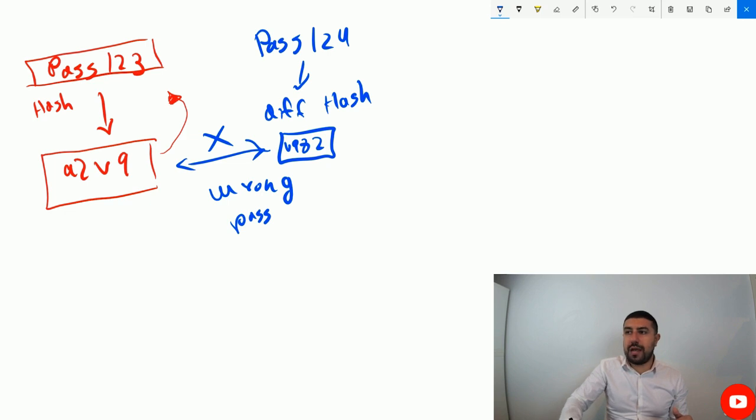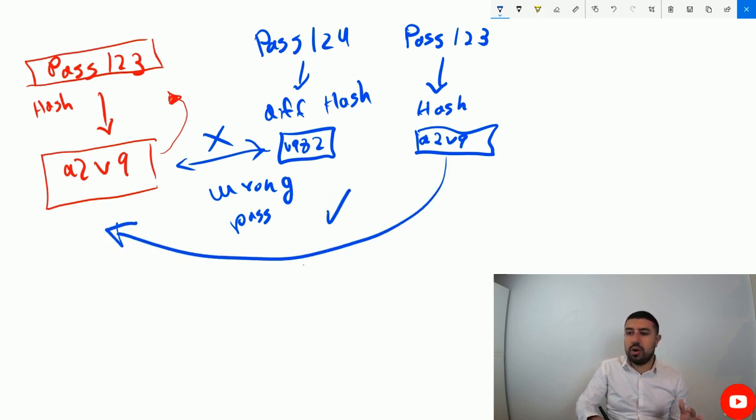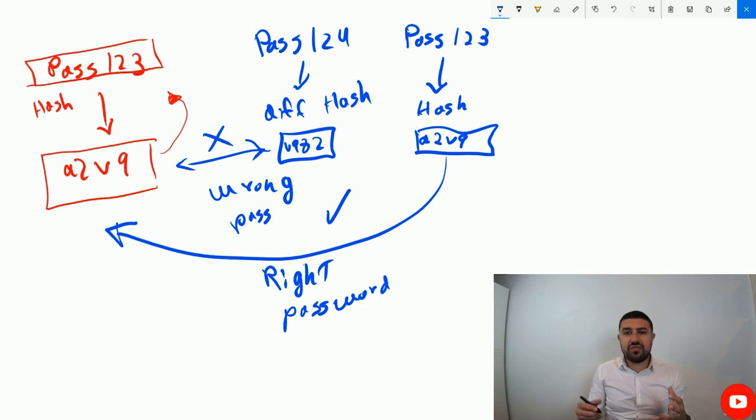Then if you put the right password in, which is pass123, they calculate the hash of that password, and that's going to give the same thing here. Because the same item will always give you the same return, right? So then they'll be like, oh, yeah, that's correct, right password, right? And then you can log in. So hash functions are used in multiple applications.